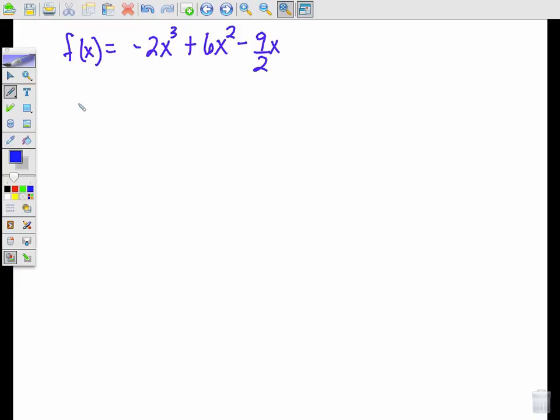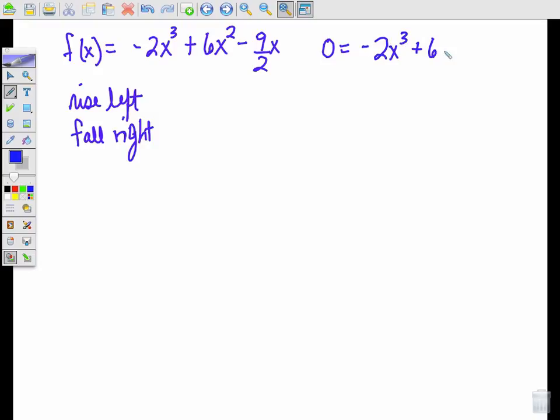I know it's going to rise left and it's going to fall to the right. We want to set this equal to 0 so we can solve it. All right, there's a couple things that I'm going to do here. I'm going to go ahead and multiply everything by 2. That gets rid of my fraction.